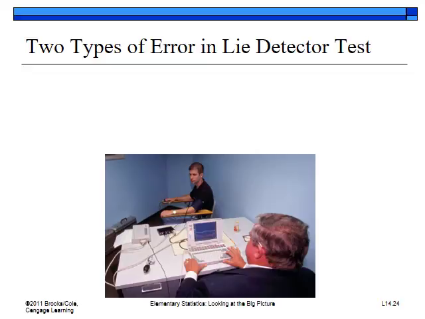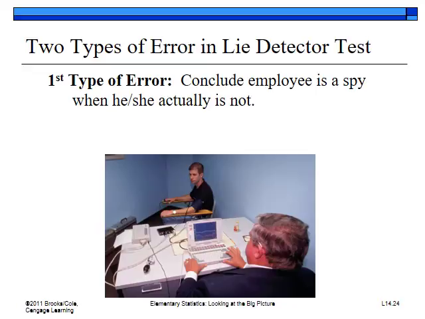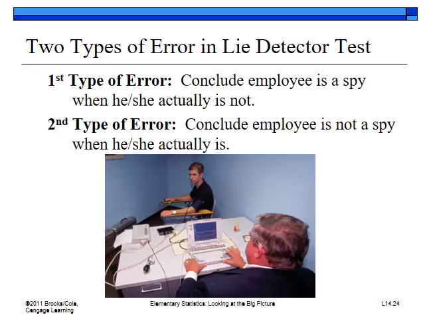As we saw in that previous example, there are two types of error that we can see in the lie detector test. The type 1 error is concluding that an employee is a spy when that person actually isn't. You can think of this as a false positive. The type 2 error is the opposite. It's concluding that the employee is not a spy incorrectly when that person actually is a spy. That's a false negative.